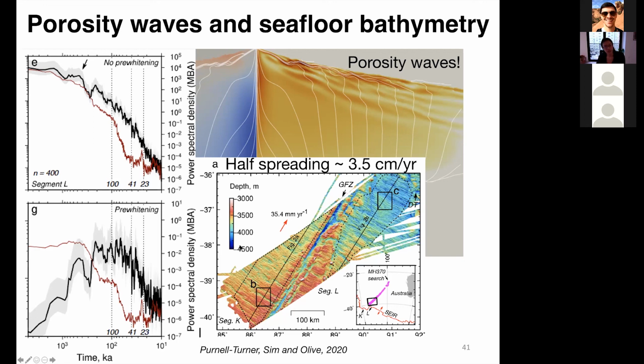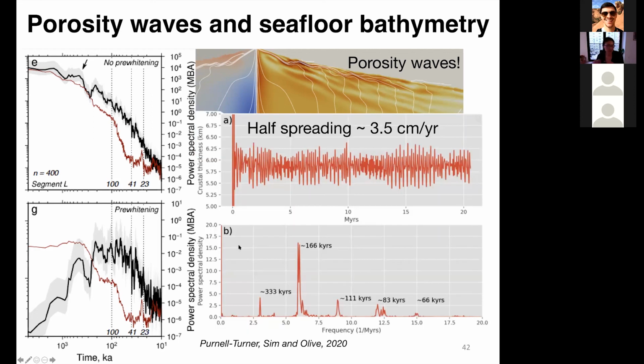So we thought maybe this could be related to porosity waves. Let's run a model and see what happens. I ran a model that has similar half spreading rates, and in part A here is a plot of crustal thickness against numerical time. You can see there are quite a lot of wiggles in this plot, and that's mainly because of the porosity waves.